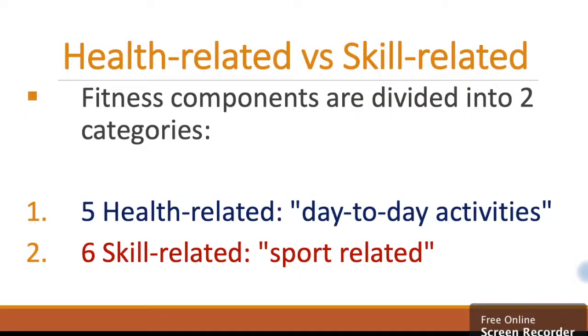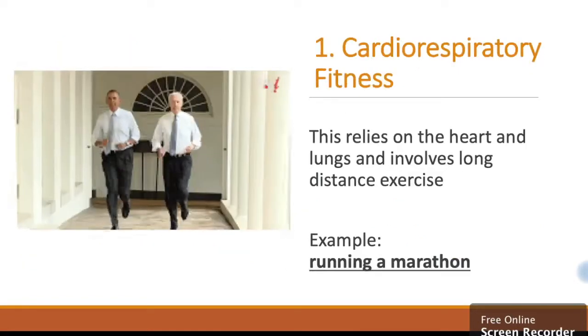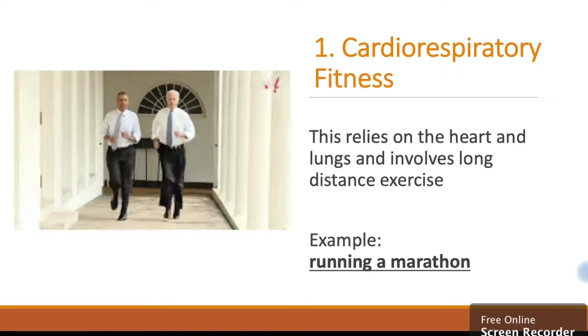Okay, you may have noticed in the previous slide, the health-related and skill-related. So our fitness components are divided into these two categories. And down the bottom here, I've given you 2 tips to help you remember which is which. So we have 5 health related. These are our day-to-day activities. We have 6 skill related. They are more relevant to sport. Okay, so now we're going to go through each one individually.